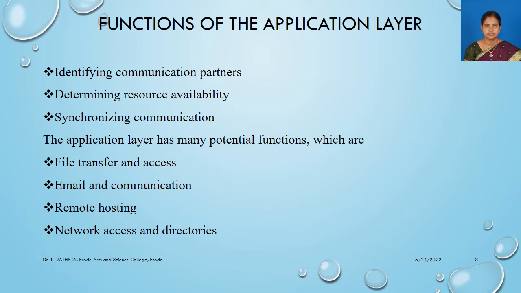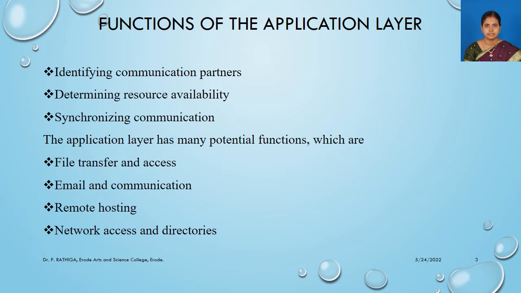The main function of the application layer is identifying communication partners. The application layer identifies the availability of communication partners for an application with the data to transmit. Next one is determining resource availability. The application layer determines whether sufficient network resources are available for the requested communication. Then the next is synchronization communication. All the communication that occurs between the applications requires cooperation, which is managed by the application layer.